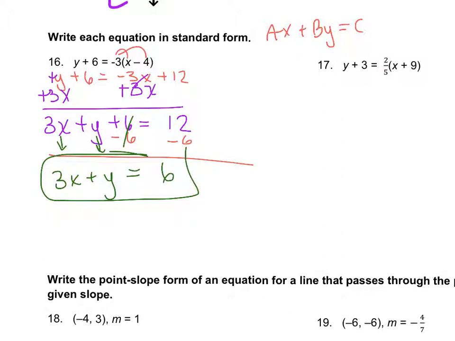Number 17. Distribute. So we're going to rewrite 2/5 x plus, oh no, 2/5 times 9. You guys have calculators at this point. But if you're going to do 2/5 times 9, you're going to get 18/5. It's okay. Leave it as 18/5. There's no reason for you to freak out about this.